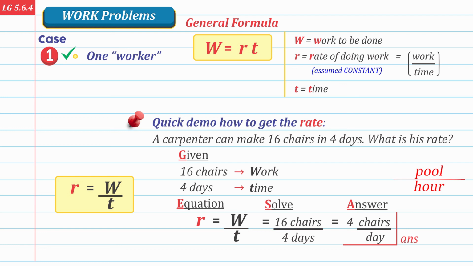Or, if our worker is in a hot dog eating contest, maybe the unit of rate is hot dogs per minute. Again, these are just some of the many possibilities. Now we're ready for our first example.